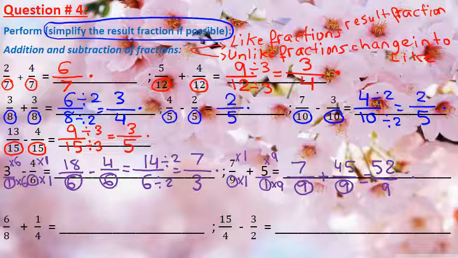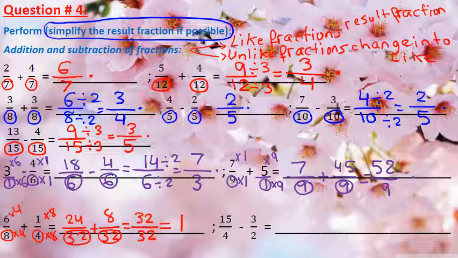Now 6 over 8 plus 1 over 4. These two fractions are unlike fractions. We change them into like. So times 4, times 4, times 8, times 8. 6 times 4 is 24. 8 times 4 is 32, plus 1 times 8 is 8, and 4 times 8 is 32. So these are two like fractions. In the result fraction, denominator is 32. 24 plus 8 is 32. The fraction 32 over 32 is a whole unit, so it's equal to 1.